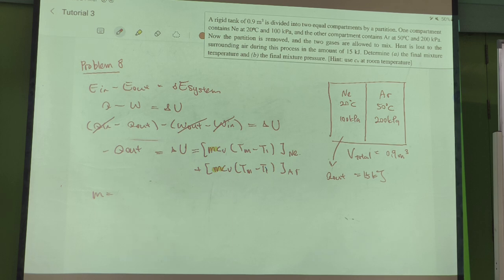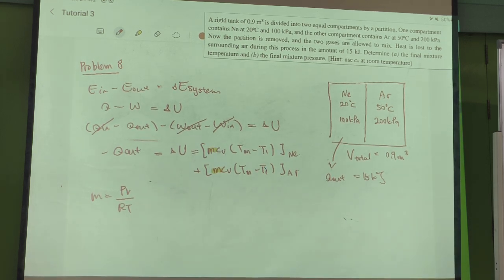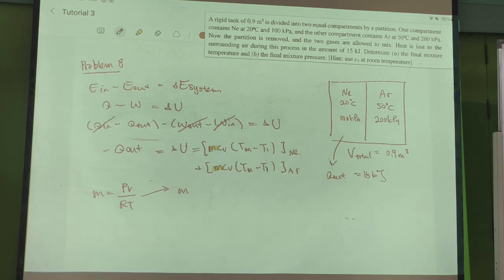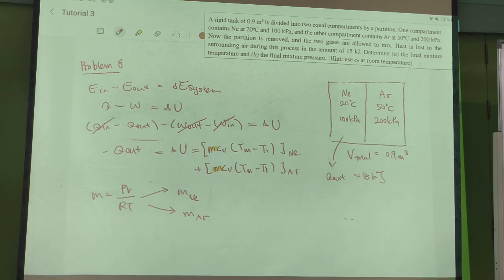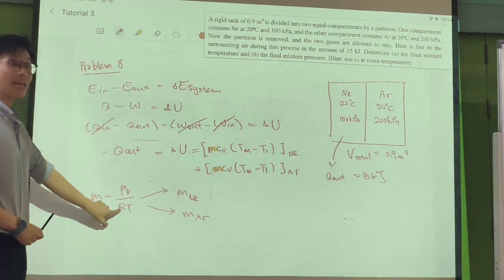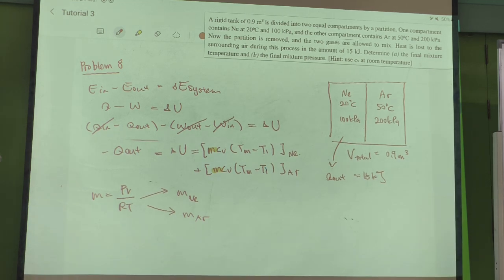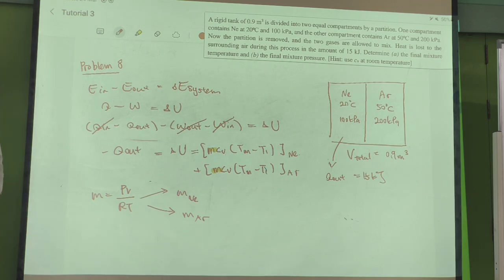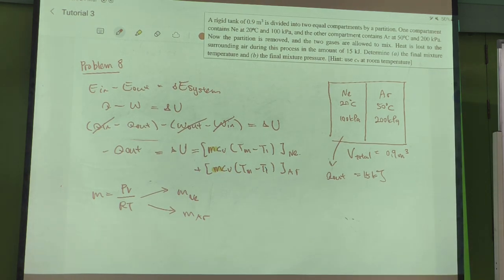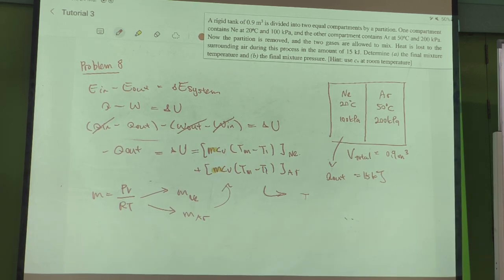So m equals PV over RT. You can get m for neon. You can also get m for argon. So the R you can just get from the table as well. If you don't have it, then you don't have it. But anyway, you can still get the molar mass, and you can still get the gas constant. So once again, we come back to PV equals mRT.